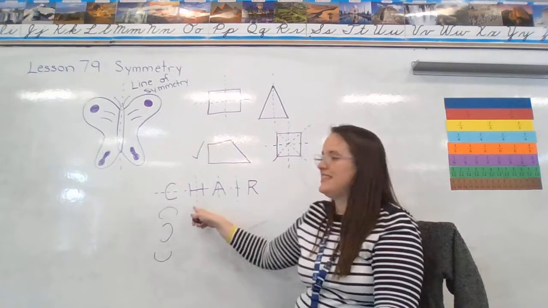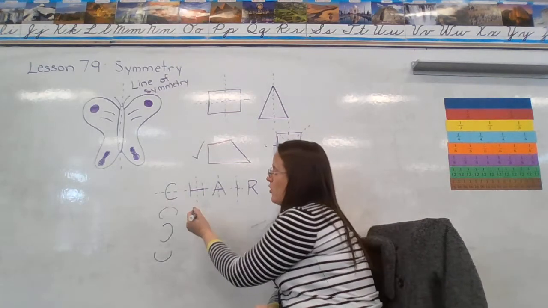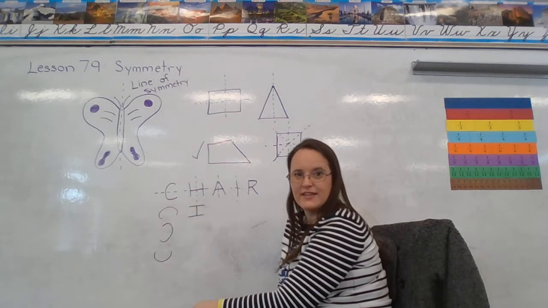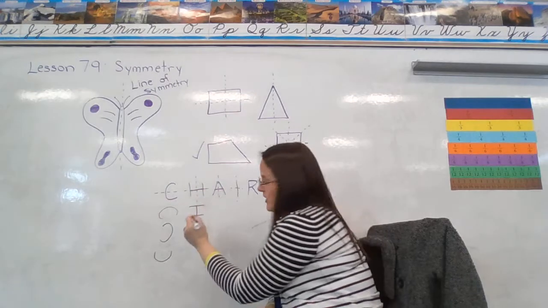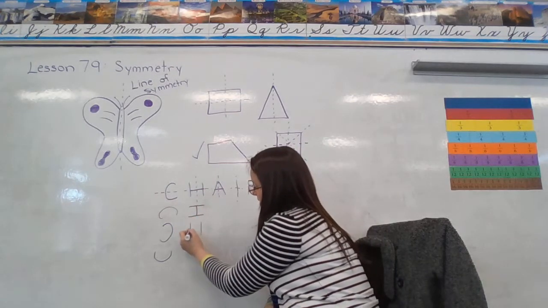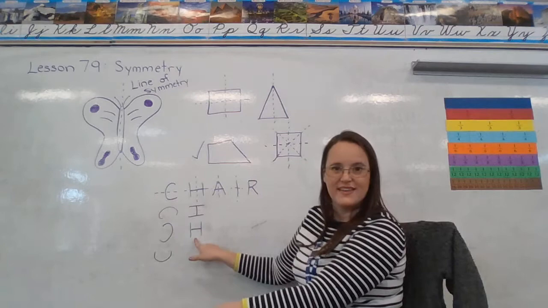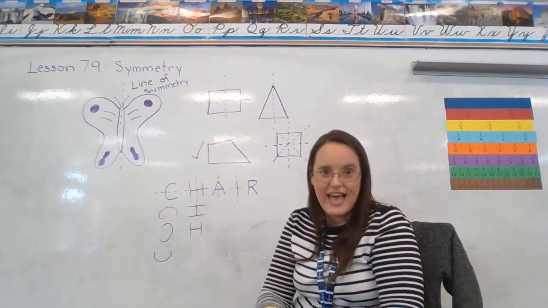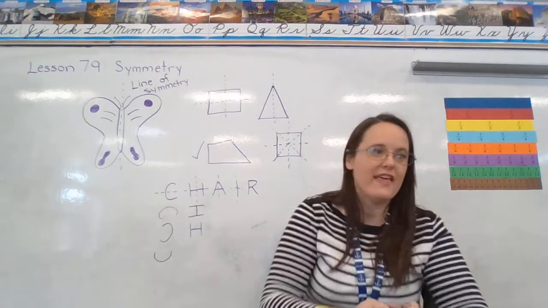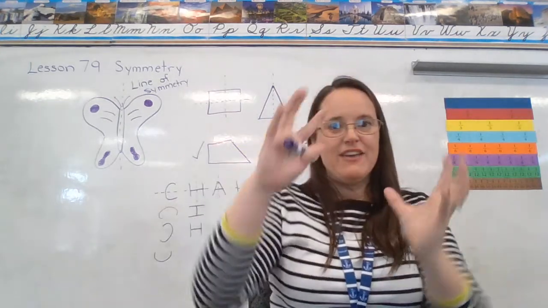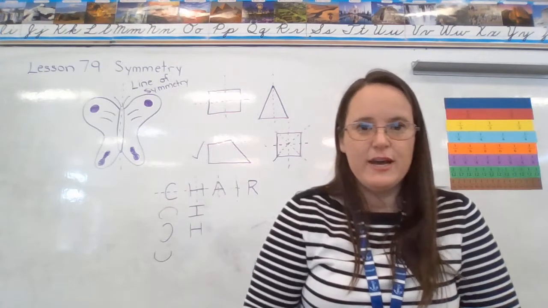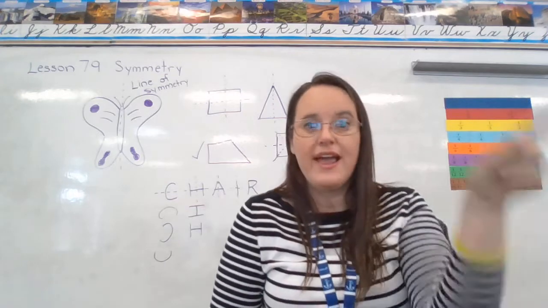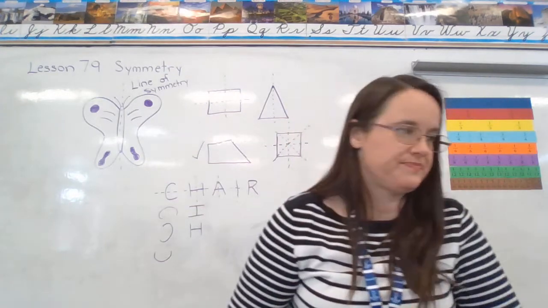Let's do the same thing with the H. If I turn it a quarter turn, it looks like that. But if I turn it a half turn, 180 degrees, it looks like that, which is exactly how it started. So an H does have rotational symmetry. That rotational symmetry is if I turn it, will it line up with itself? Will it get back to its starting point before I have made the full circle?